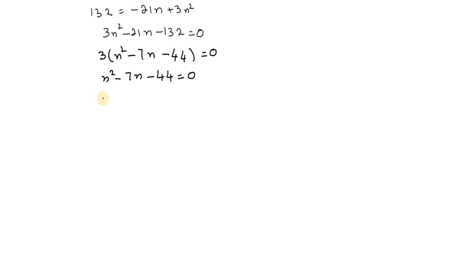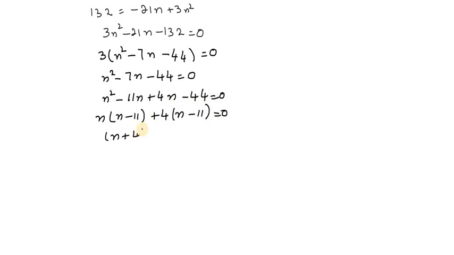Okay, we can break this middle term as minus 11n plus 4n. So we get the minus 7n. Here we can take n common: n minus 11 plus 4 times n minus 11, since 4 times 11 is 44. So n plus 4 and n minus 11 is equal to 0.